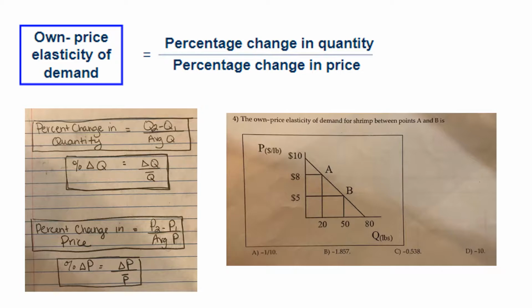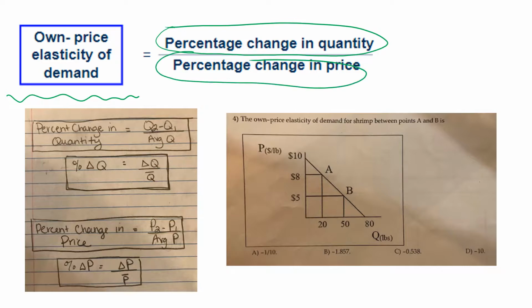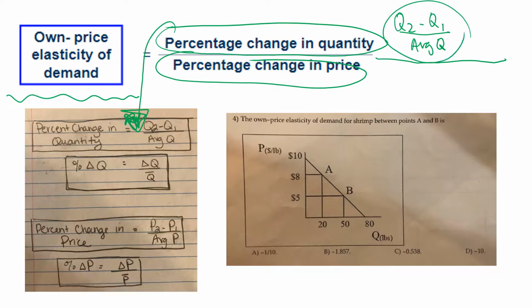Okay, so here is our first example. We have the equation up here for own price elasticity of demand, that is the percent change in quantity divided by the percent change in price. Well, how do we calculate the percent change in quantity? The equation for the percent change in quantity is right down here, and that is Q2 minus Q1 divided by the average Q. Then we're going to take that whole answer and divide it by the percent change in price.